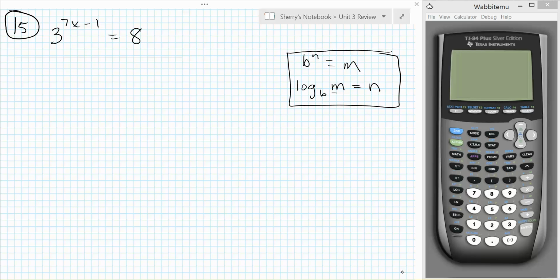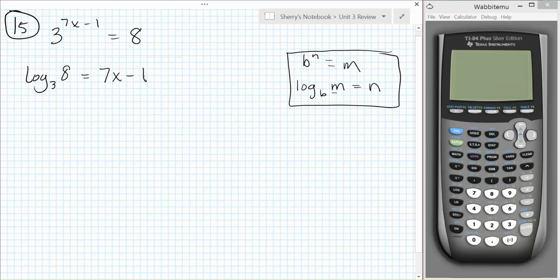I'm all ready to go. I have a base with a power equals something, so I can just turn it all around. I start and I'm going to have log. My base is this bottom number here, so log base 3, zigzag over to get the 8. Log base 3 of 8 is equal to 7x minus 1.